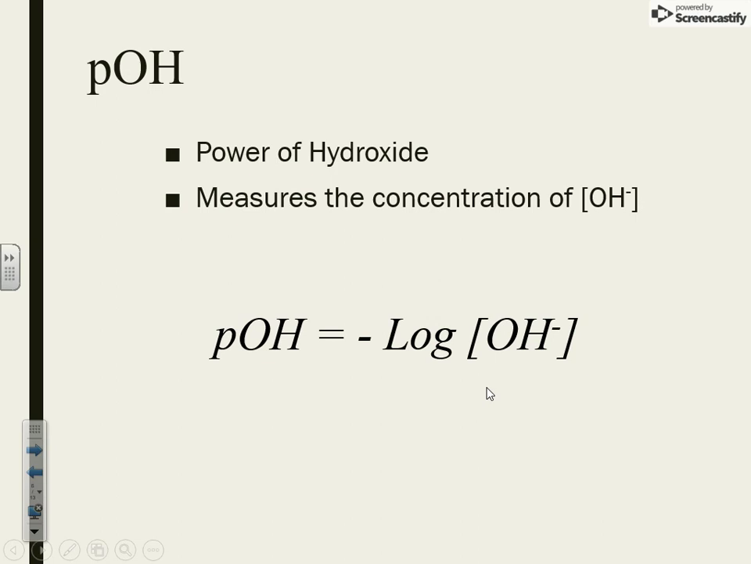To find pOH, this is the power of hydroxide, and it measures the concentration of hydroxide ions. Again, it's the same equation, except this time you're using the concentration of hydroxide. So it's the negative log of the hydroxide concentration.